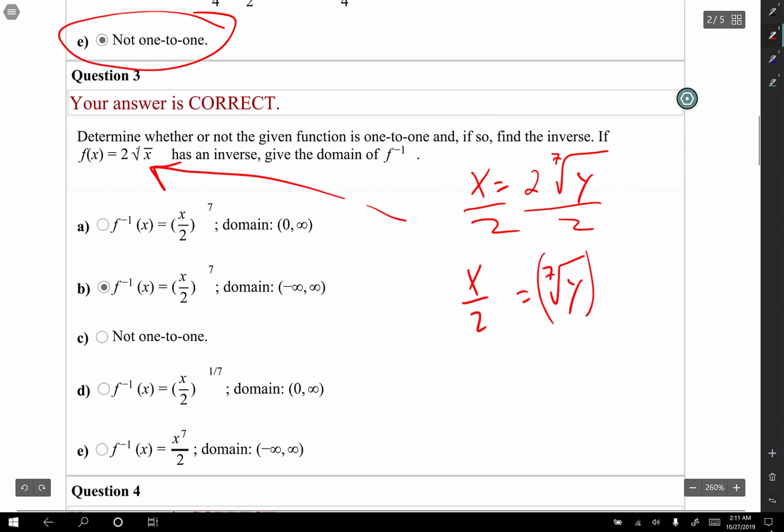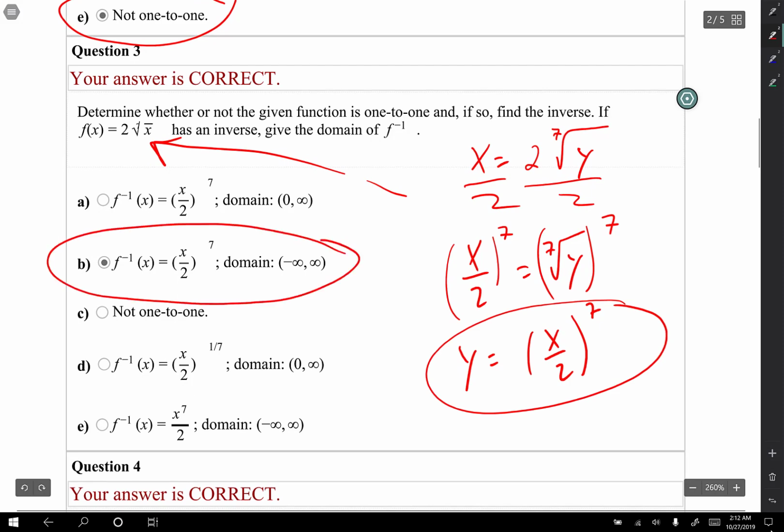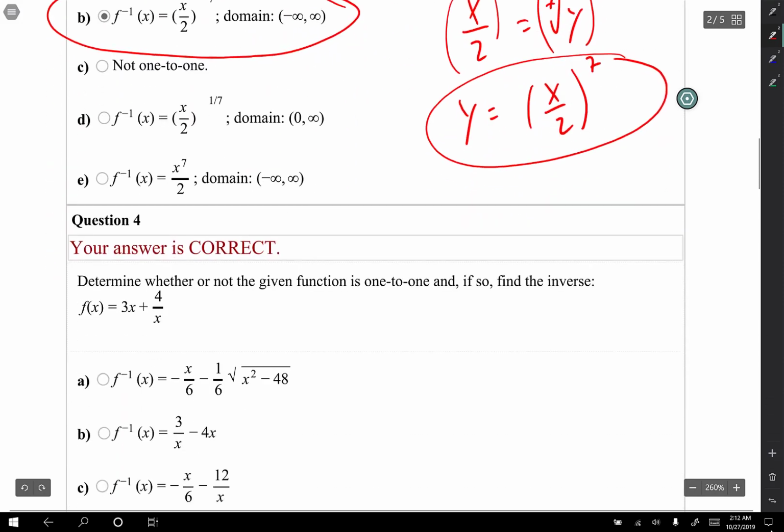And I'm going to raise this to the seventh power. Raise this to the seventh power. So now I have y equals x over 2 to the seventh power. And it's going to be all real numbers because you can take the seventh root of a negative number. And here it is. Keep going.